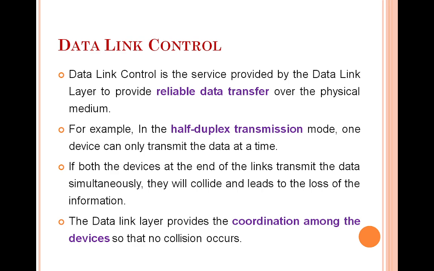For that purpose, the CSMA/CD and CSMA/CA mechanisms, carrier sense multiple access with collision detection and carrier sense multiple access with collision avoidance, are also available. Let us discuss them in the upcoming videos. Now we have discussed enough about the different modes of data transmission. The data link layer is responsible for providing coordination among the various devices. That is very essential. The main objective is to avoid collisions.